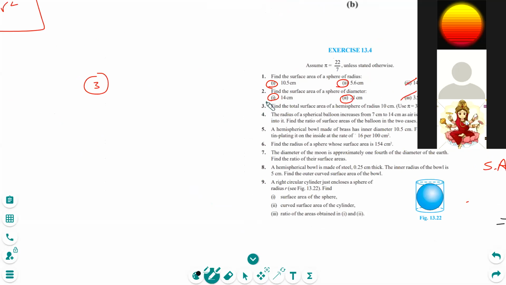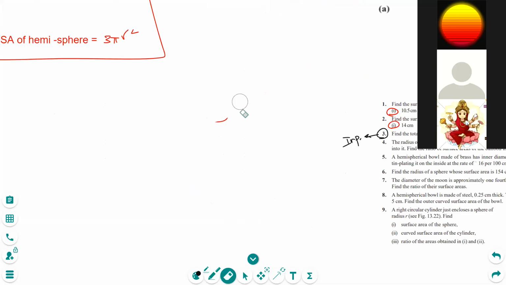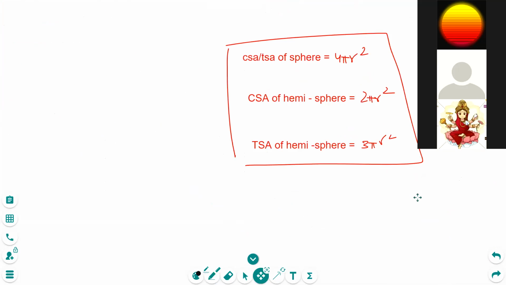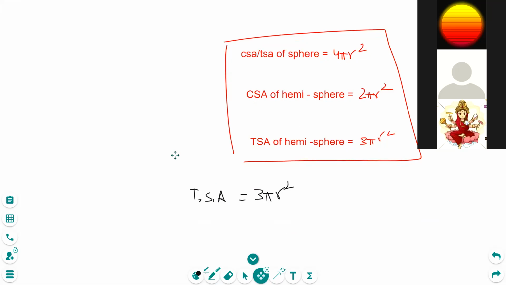Third question is important. Mark it important if you have a book. Otherwise, write it in your hand or in your mind. Just go for the third question now. Find the total surface area of a hemisphere. I just told you the formula for hemisphere. What's the total surface area of a hemisphere? 3 pi r square. 2 pi r square is the curved surface area, Sushant, that you are telling me.